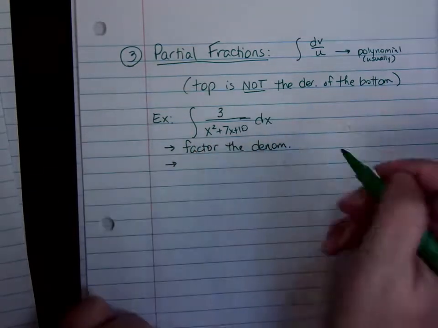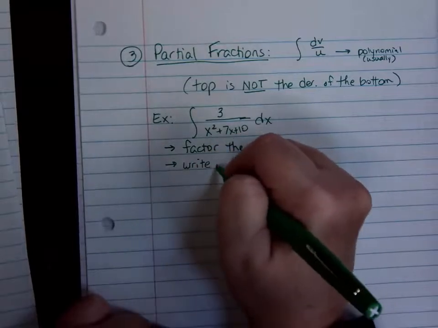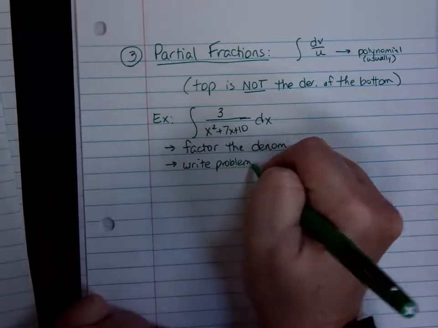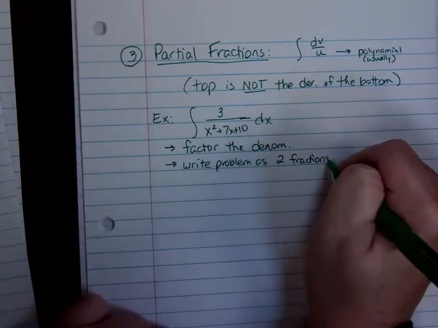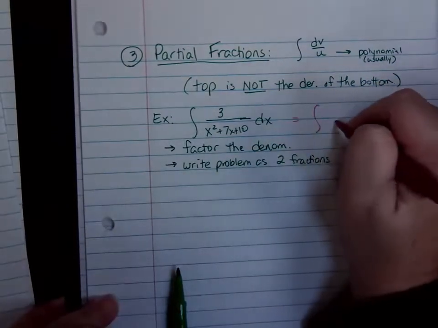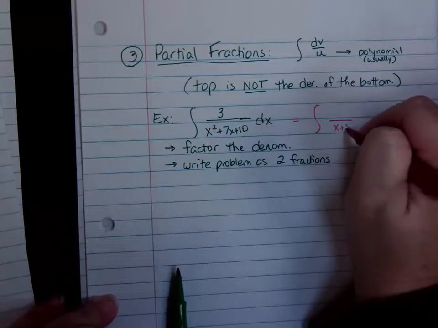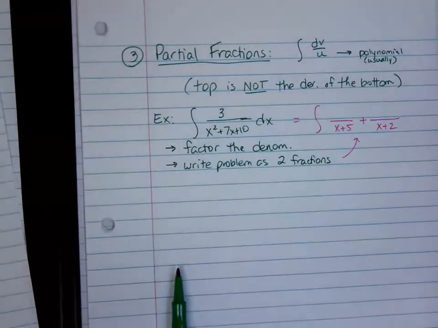After we factor the denominator, we write the problem as two fractions. So this would become, for example, something over x plus 5 plus something over x plus 2. Those are the two factors in this case. Who remembers what we did next? You cover up one of them.